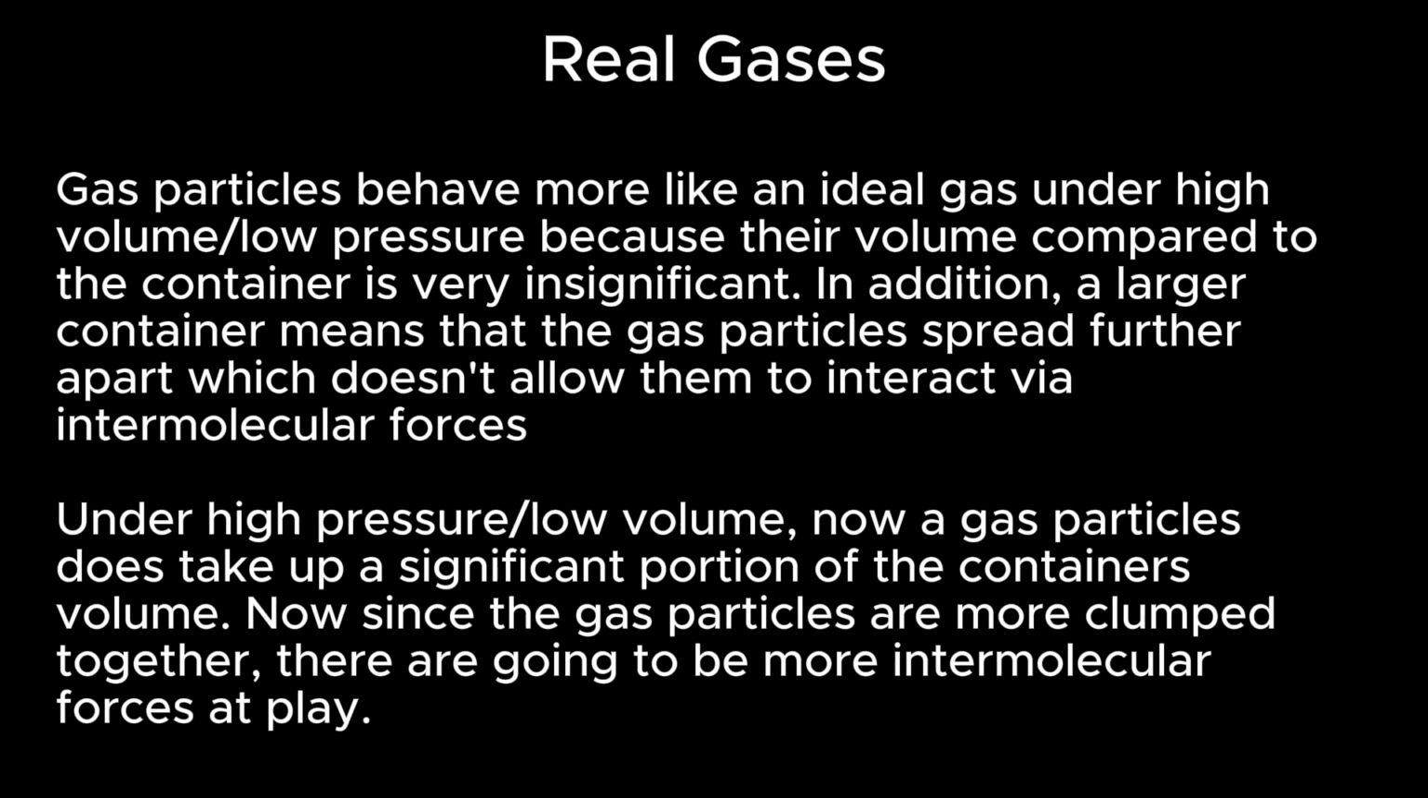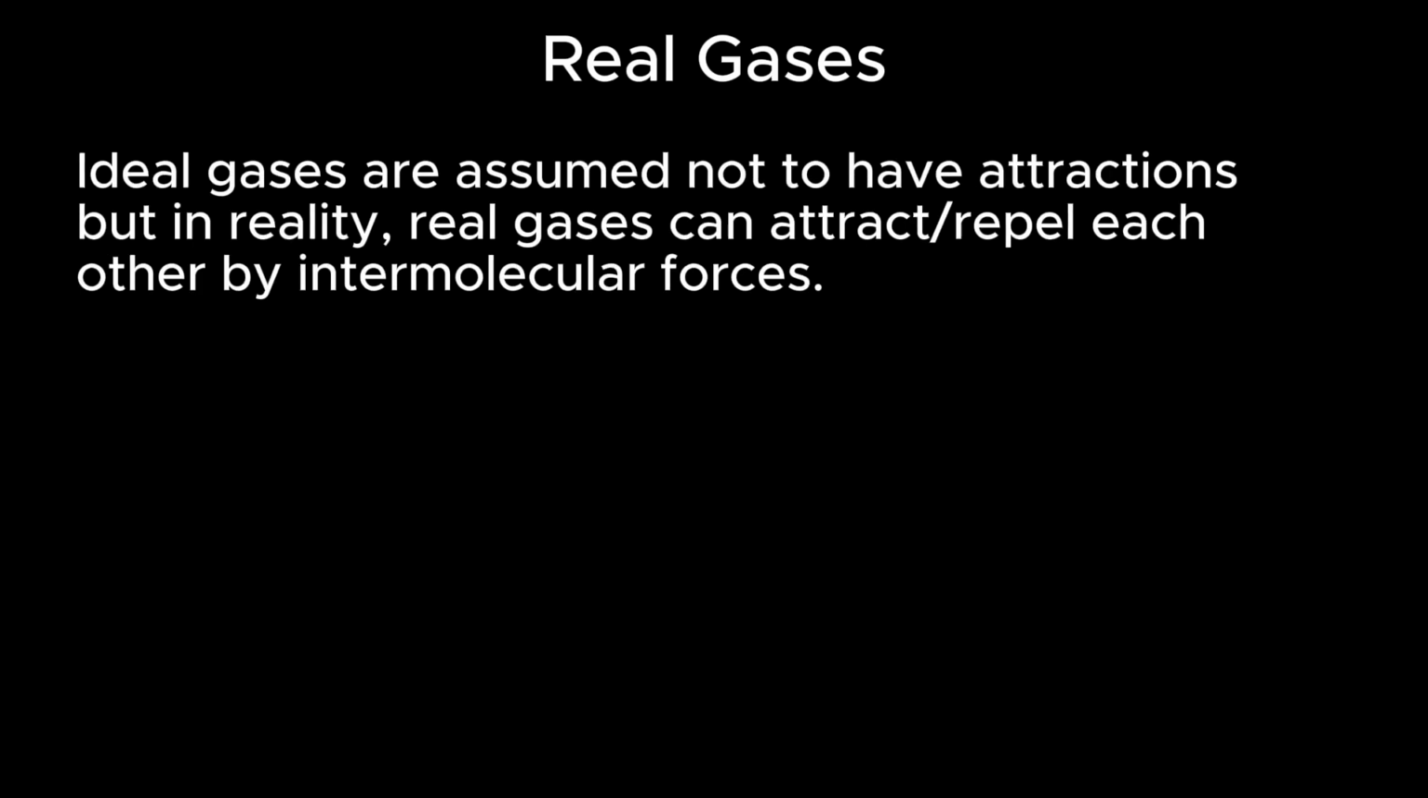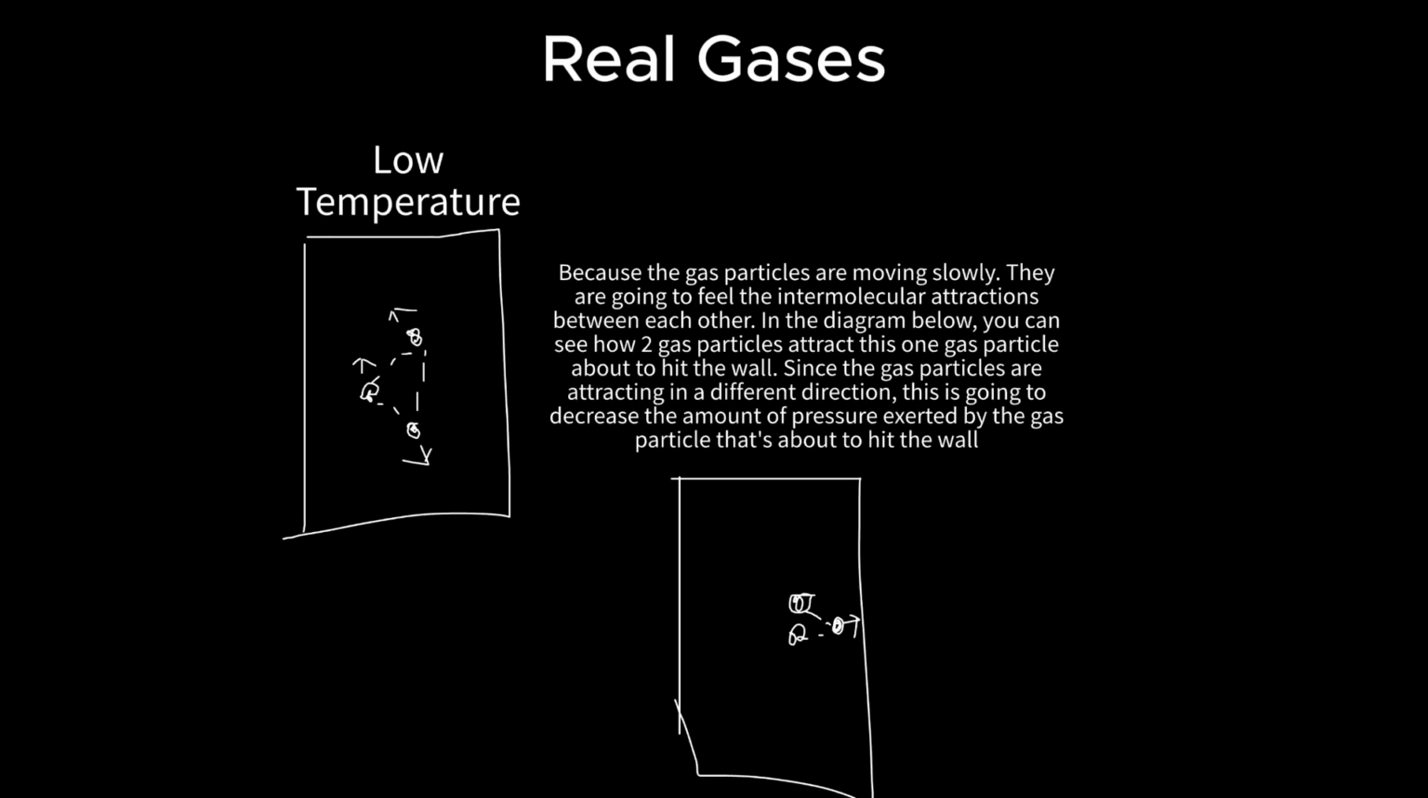The postulate says the particles are assumed not to repel or attract each other. This isn't true because particles have intermolecular forces. Say that we have a container with low temperature. This gas particle right here is going to feel the pull, the attraction, of two other gas particles. And this will affect the pressure, because if the gas particles are attracting this one gas particle and it's about to hit the wall, it's going to hit it with less force because it's being attracted one way, but it's moving the other way. So the pressure is going to be less.